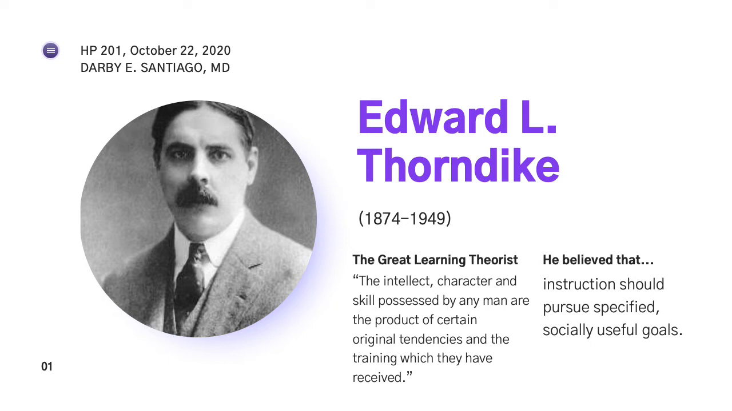Edward Thorndike is one of the greatest learning theorists of all time. He believes that instruction should pursue specified, socially useful goals. In his 1928 classic study, Adult Learning, he postulated that the ability to learn did not decline until age 35. He did not believe that you can't teach an old dog new tricks.